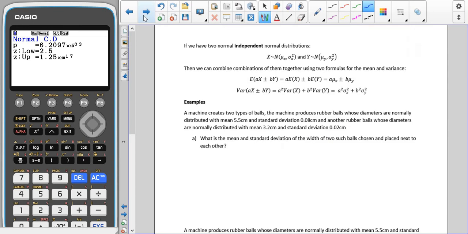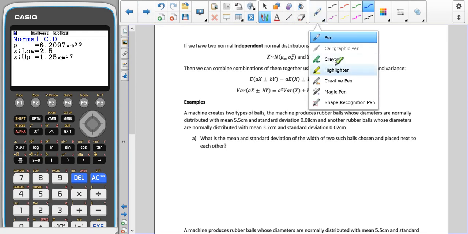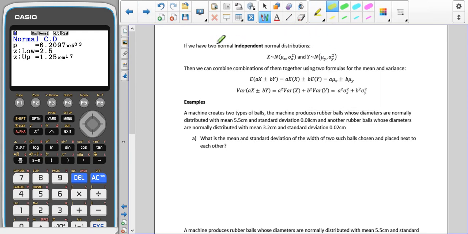So, not only can we have separate events that are similar, but we could have completely separate events that we are having to put together. So if we have 2 independent normal distributions, let's say x and y distributed as explained here, then when we're putting these together, we'd have E of ax plus or minus by, which would be a E of x plus or minus b E of y, which is the same as a mu x plus or minus b mu y.